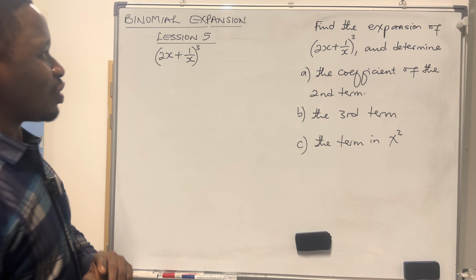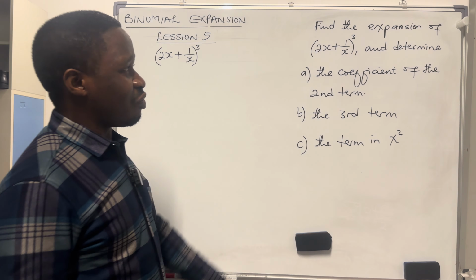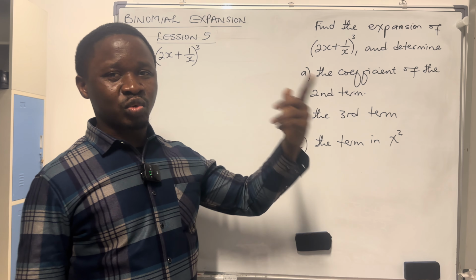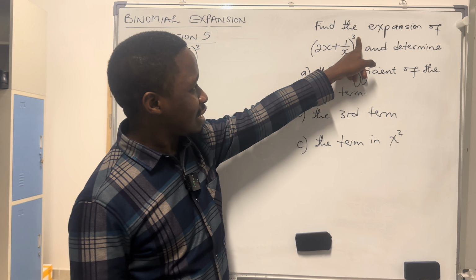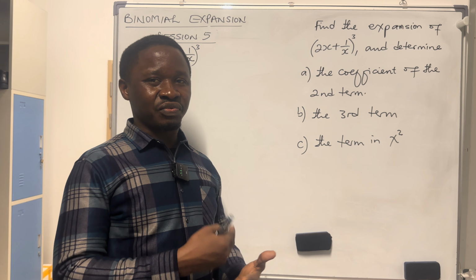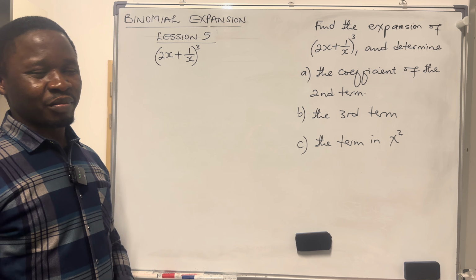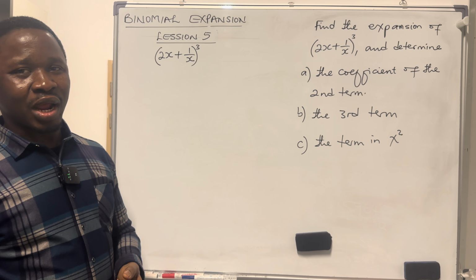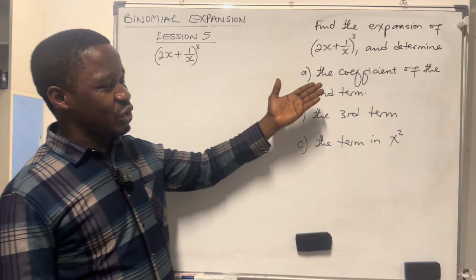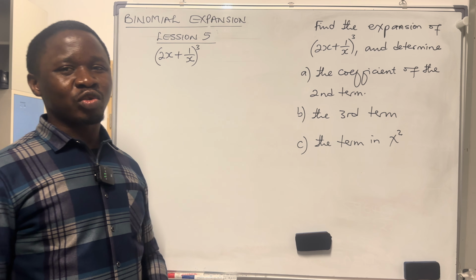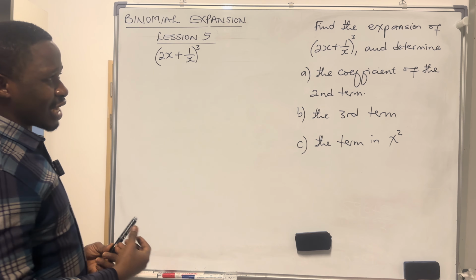All right. First of all, whatsoever positive power you have here, just add 1. It will tell you how many terms. So if the power here is 3 and you add 1, that is 4, it tells you that there are going to be 4 terms. If the power is 2, add 1, it will be 3 terms. If the power is 7, add 1, the terms are going to be 8 terms. So here we are expecting 4 terms.